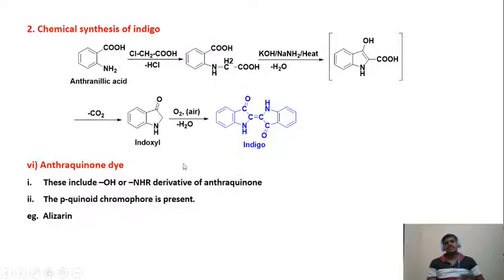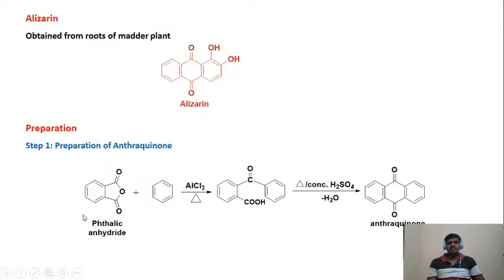The next class of dye is anthraquinone dyes. These include hydroxy or NHR derivatives of anthraquinone. The paraquinoid chromophore is present in these anthraquinone dyes. An example of it is alizarin. The structure of this is in the next slide. The alizarin is obtained from the roots of the madder plant. Search the image of the madder plant on the internet.